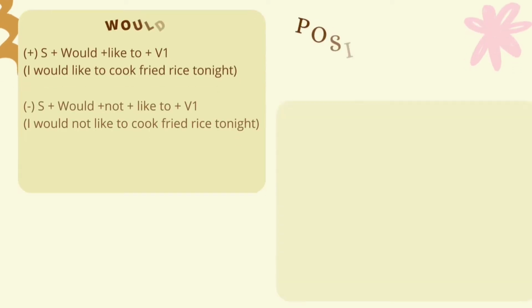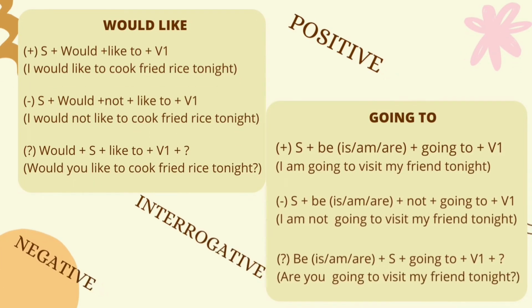Here are the positive, negative, and interrogative forms of the sentence patterns. First, would like to. Positive: subject plus would plus like to plus verb one. For example, I would like to cook fried rice tonight. Negative: subject plus would plus not plus like to plus verb one. For example, I would not like to cook fried rice tonight. Interrogative: would plus subject plus like to plus verb one plus question mark. For example, would you like to cook fried rice tonight?